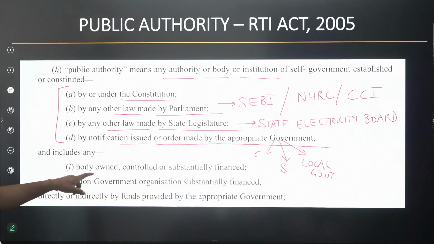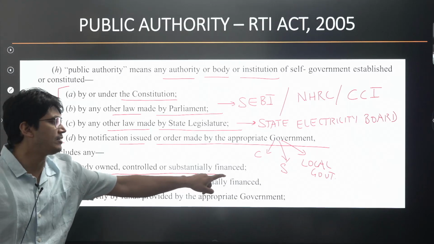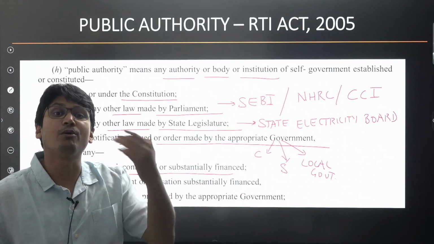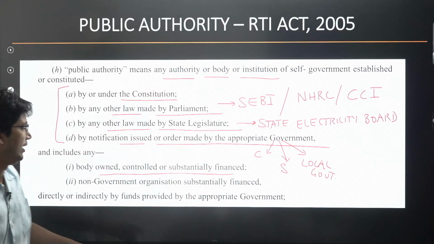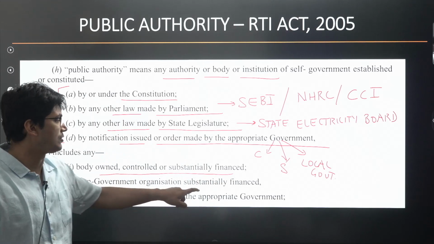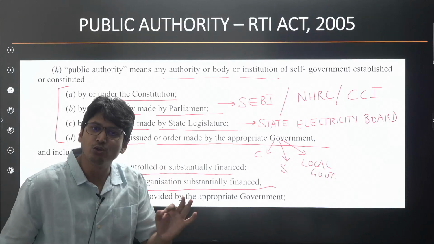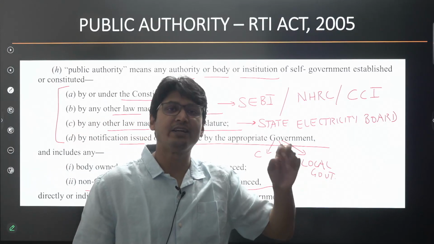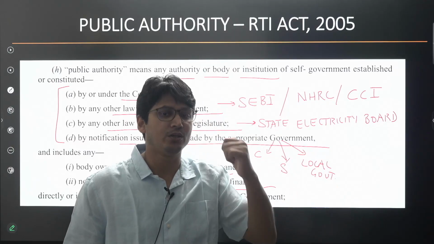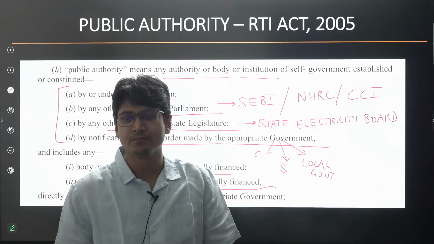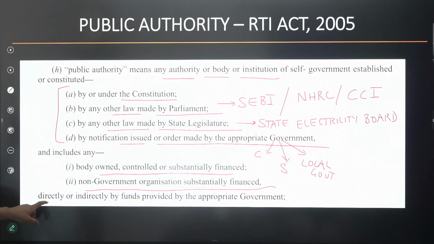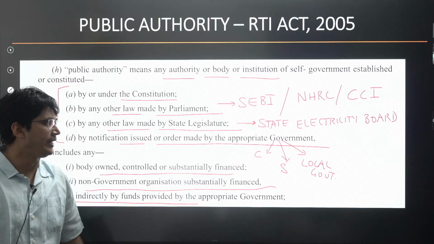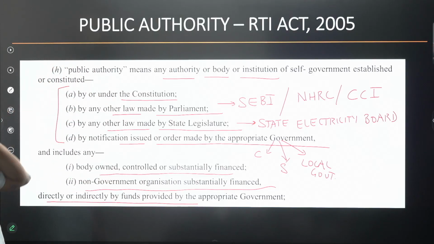And includes any body owned, controlled or substantially financed. See, here it has been properly explained. Owned, controlled or substantially financed. And even non-government organizations substantially financed. See this, NGOs which are substantially financed by any appropriate government will be a public authority under RTI Act. Please remember this. Okay. So directly or indirectly by funds provided by the appropriate government. So all of these can be declared as public authority under the RTI Act.